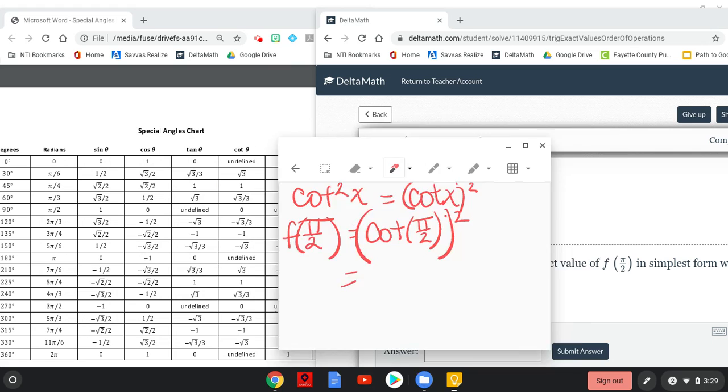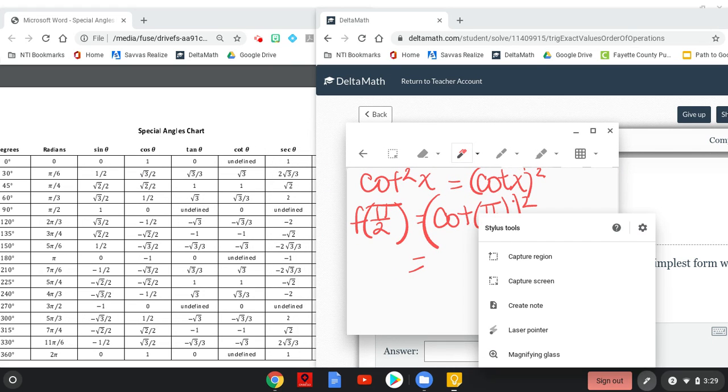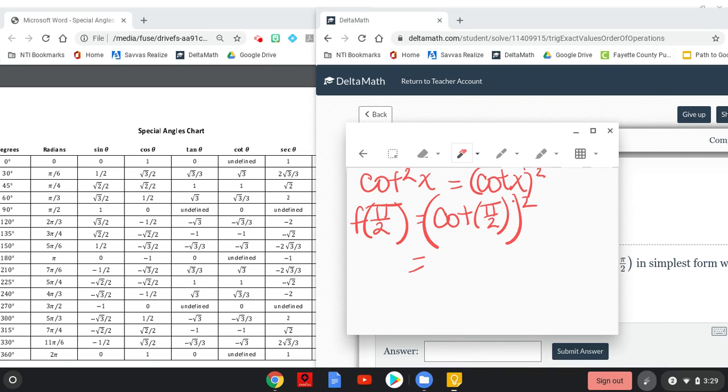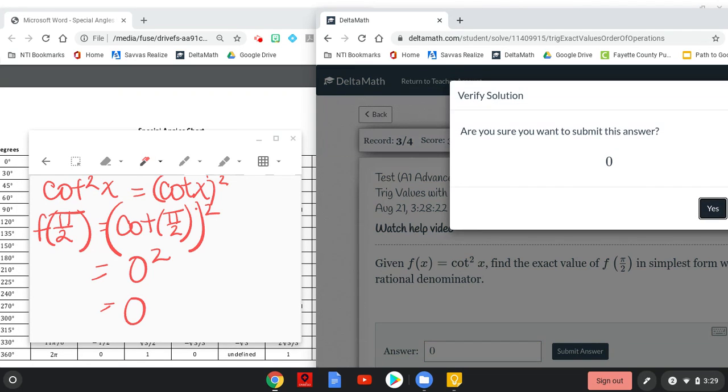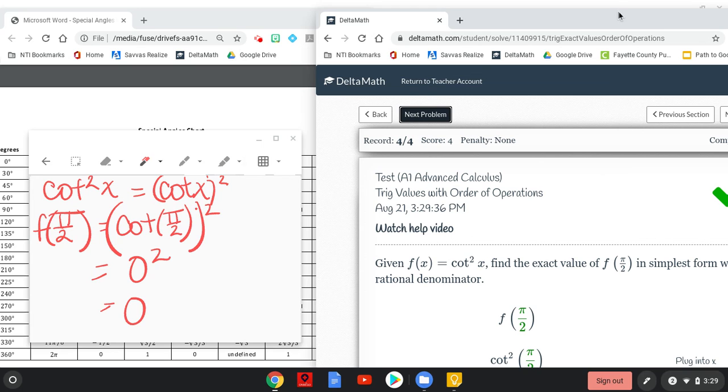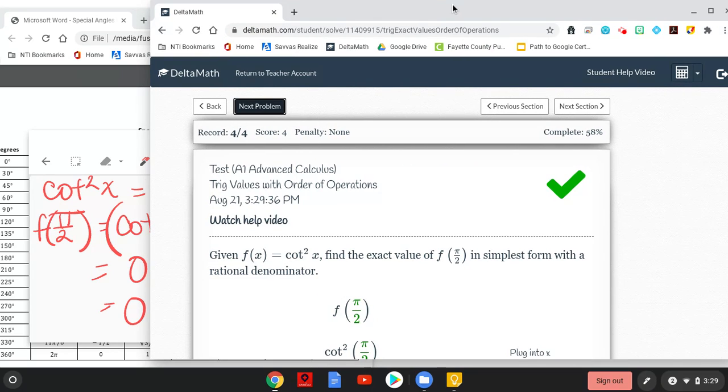So I'm going to go to my table. I'm going to look at what the cotangent of pi over 2 is. So cotangent of pi over 2 is 0. So 0 squared equals 0. And then I will type that answer in and you'll see my check mark. That's correct. So you'll have a few like these. You've got to get 4 right from this section.